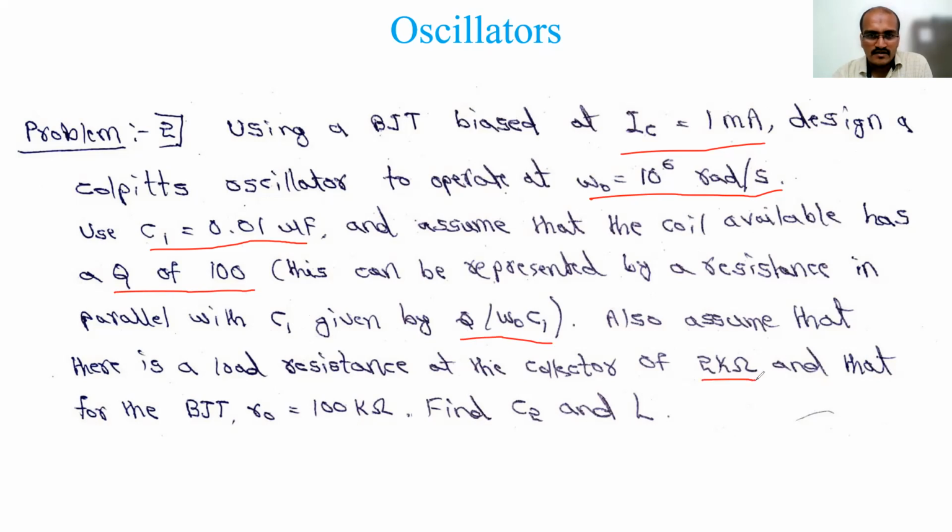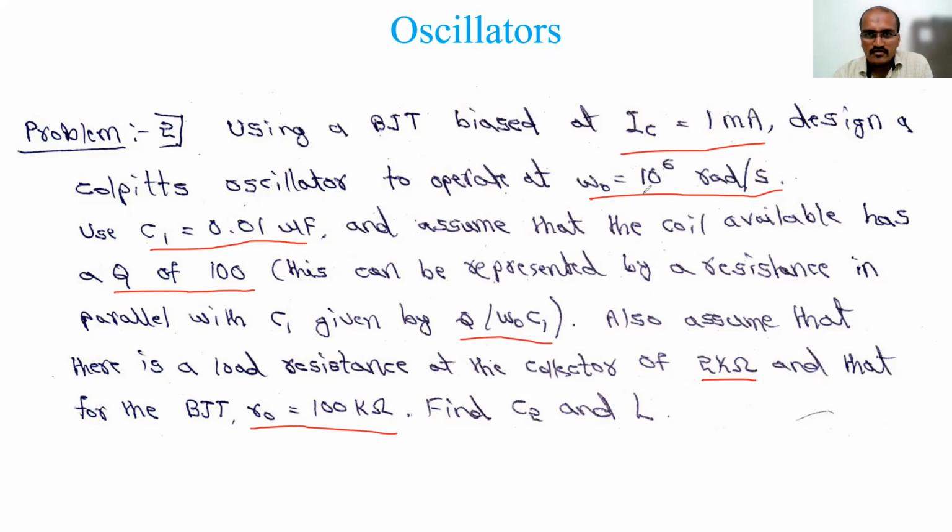See here. So in our discussion, we didn't have the load resistor. Now the load resistor is also included, and for the BJT, R0 is also included, 100 kilo ohm. Find C2 and L. Okay. So all the given values I have highlighted here.